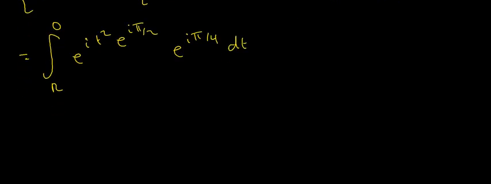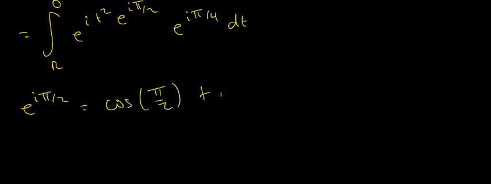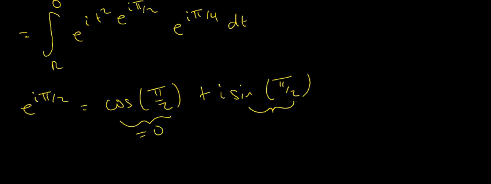So what is e to the I pi over 2 and what is e to the I pi over 4? Well, e to the I pi over 2, first of all, that's just cosine of pi over 2 plus I sine pi over 2, and cos of pi over 2 is just 0. And sine of pi over 2 is just 1. So this is going to give me I. So I'm going to have e to the I t squared times I. So this is equal to I.